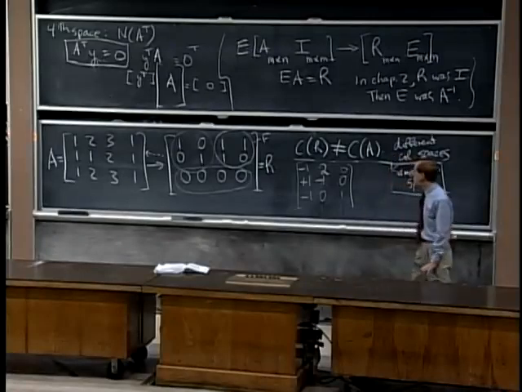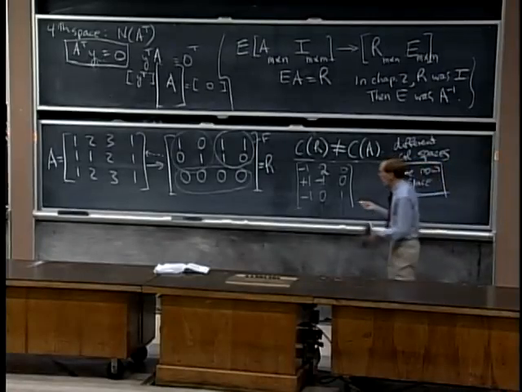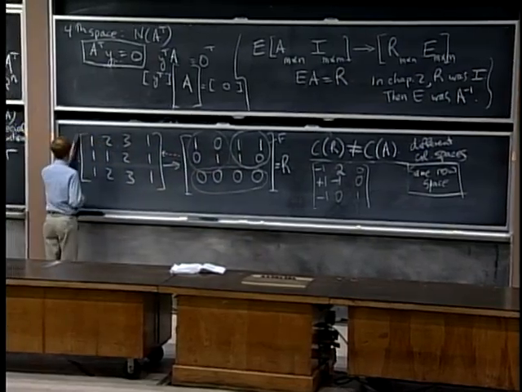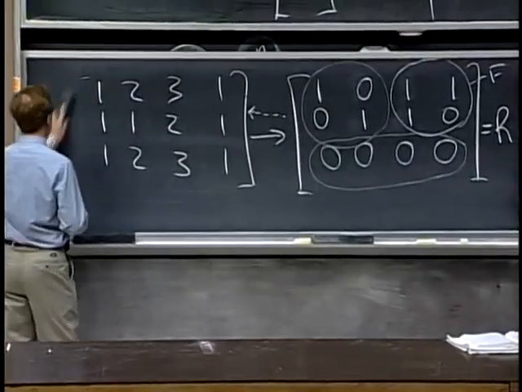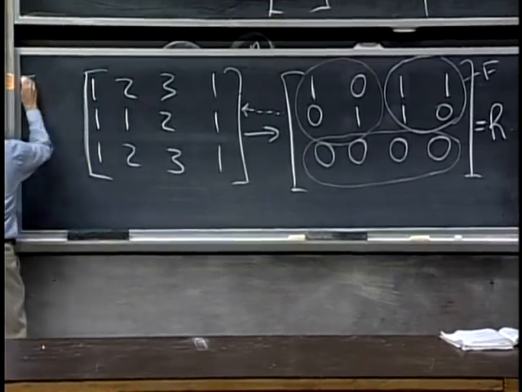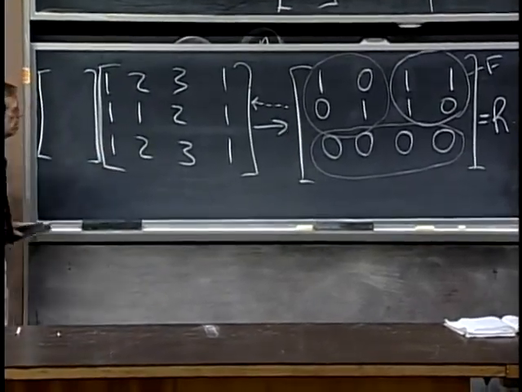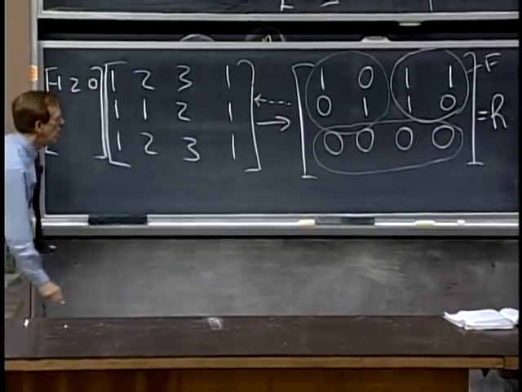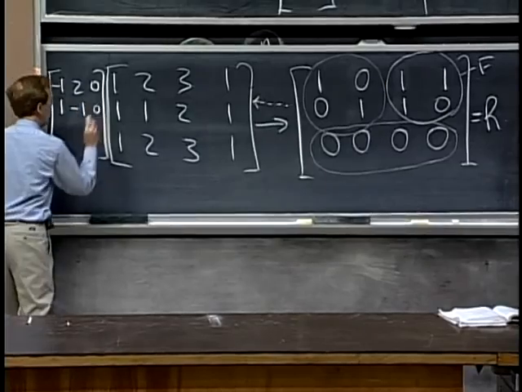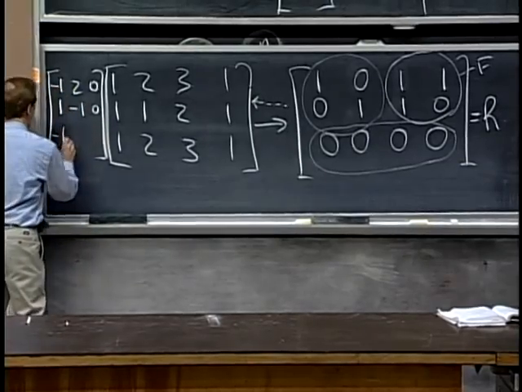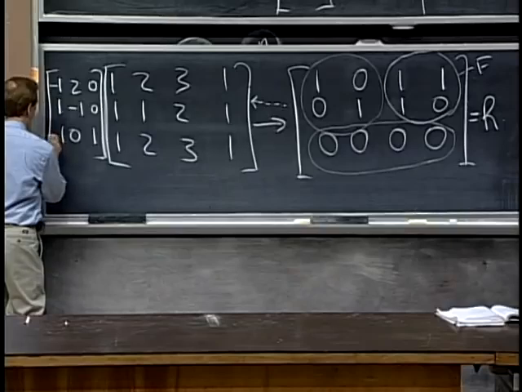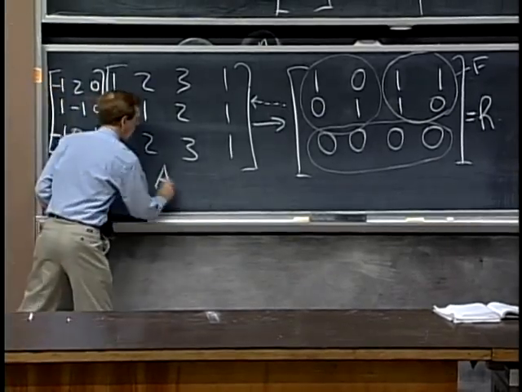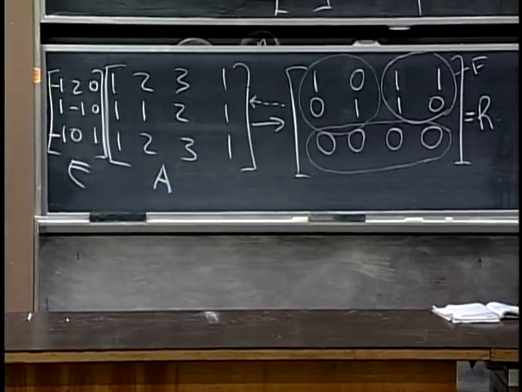I believe that's E. The way to check is to multiply that E by this A, just to see, did I do it right? So I believe E was minus 1, 2, 0, 1, minus 1, 0, and minus 1, 0, 1. Okay, that's my E, that's my A, and that's R. All right.